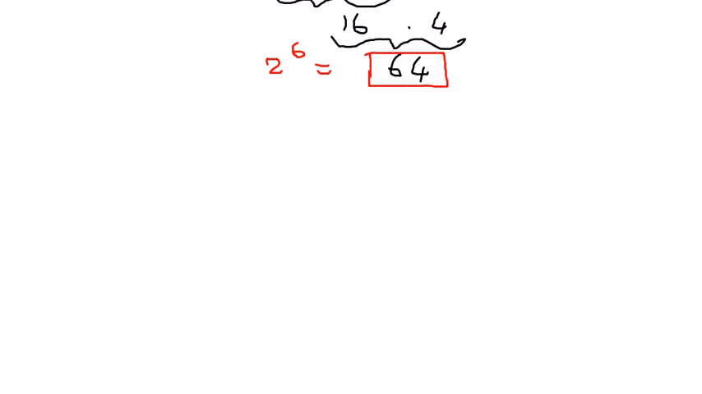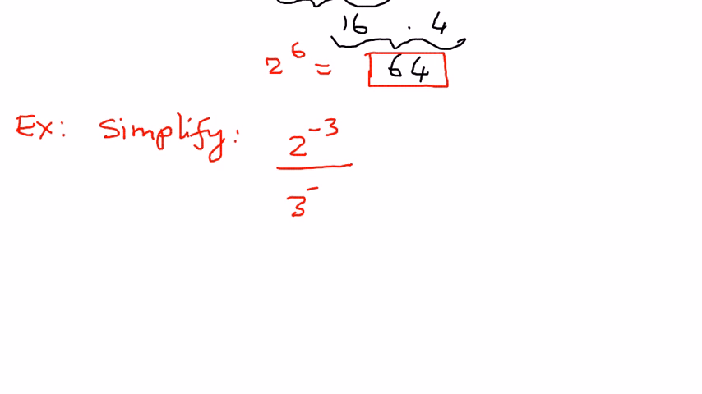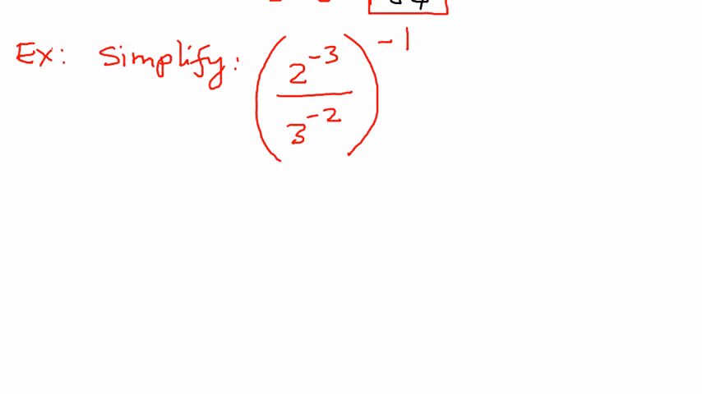In here, let's say this time we want to simplify 2 to the power of negative 3 divided by 3 to the power of negative 2, and this whole thing is raised to the power of negative 1, right? So let's say then we will try to solve this particular problem using these different steps. Step number 1.